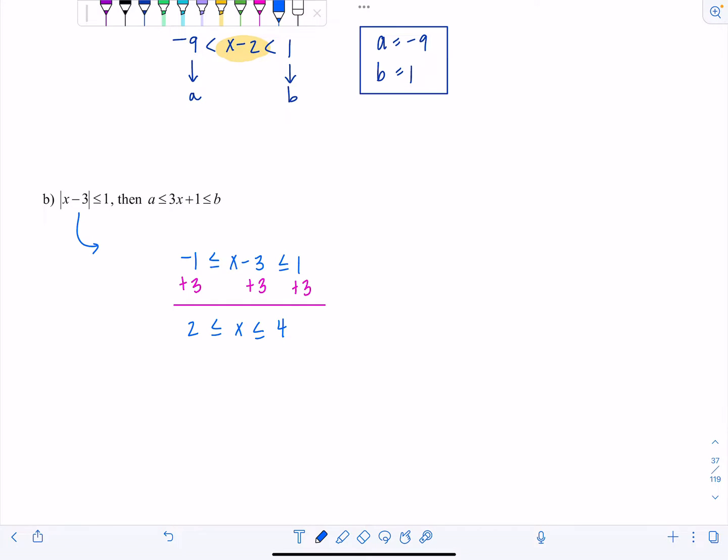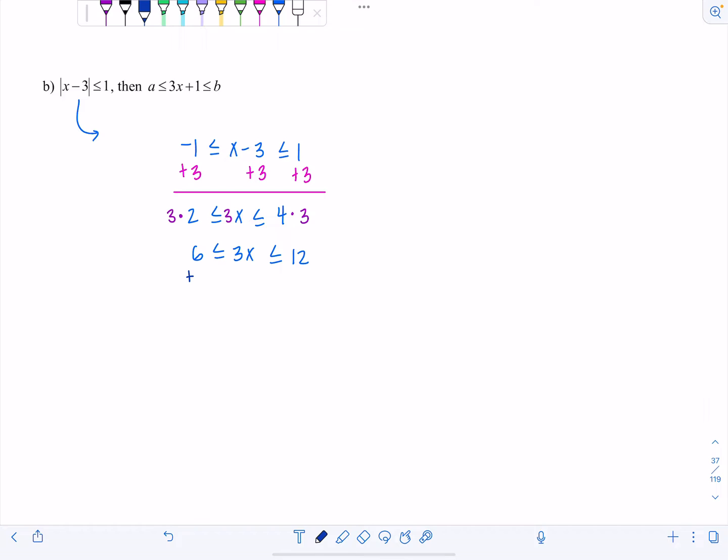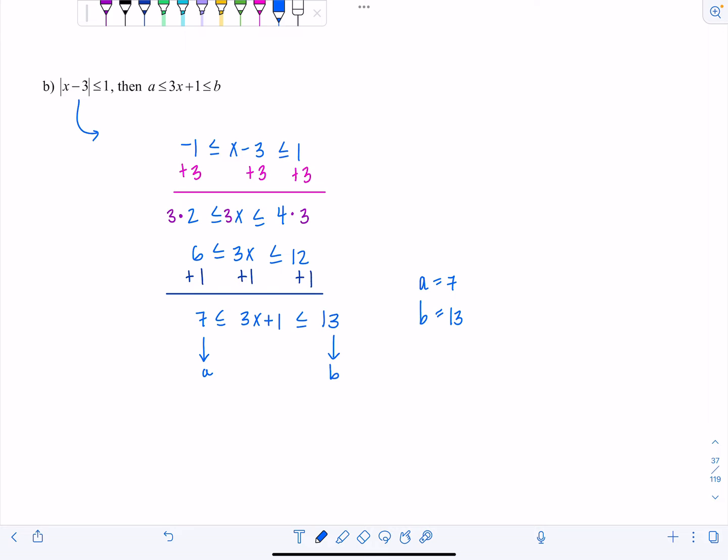Now let's try to match it. I need 3x plus 1. So first, let's multiply everybody by 3. Okay, so then we have 6 is less than or equal to 3x is less than or equal to 12. And then now let's add 1. And we have 7 less than or equal to 3x plus 1 less than or equal to 13. There's A. There's B. These are kind of fun, huh? If you don't think so, I'm sorry. I'm over here having a math party.